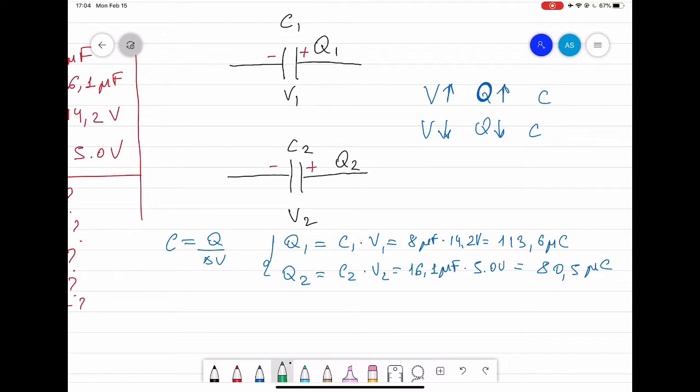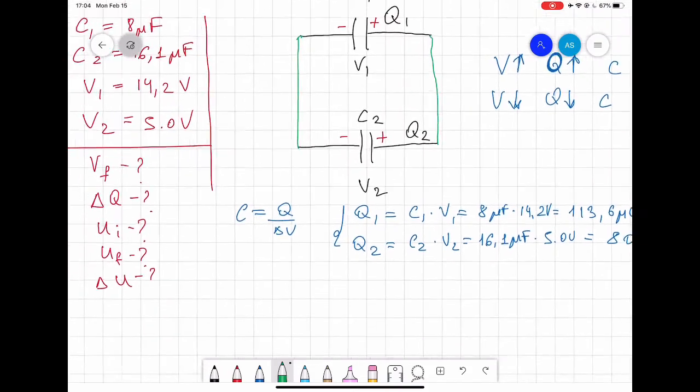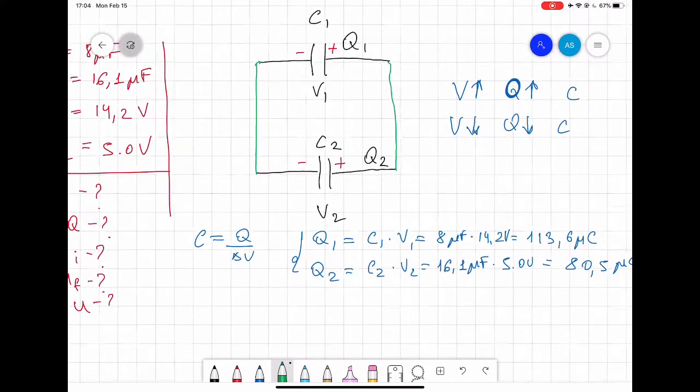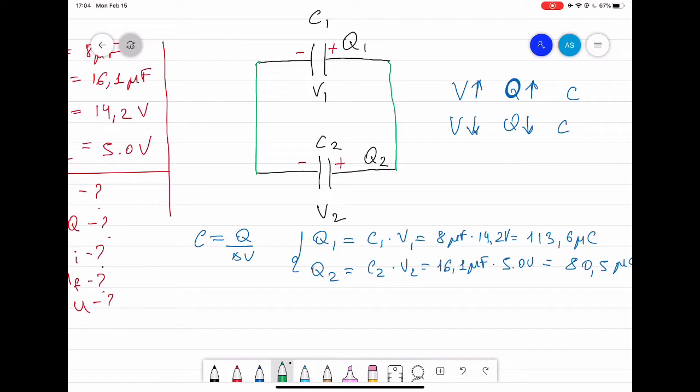Now, when we connect them, positive to positive and negative to negative, we have to find what the final electric potential is, what the charges are, and how much charge flowed from one capacitor to the other when they were connected together.